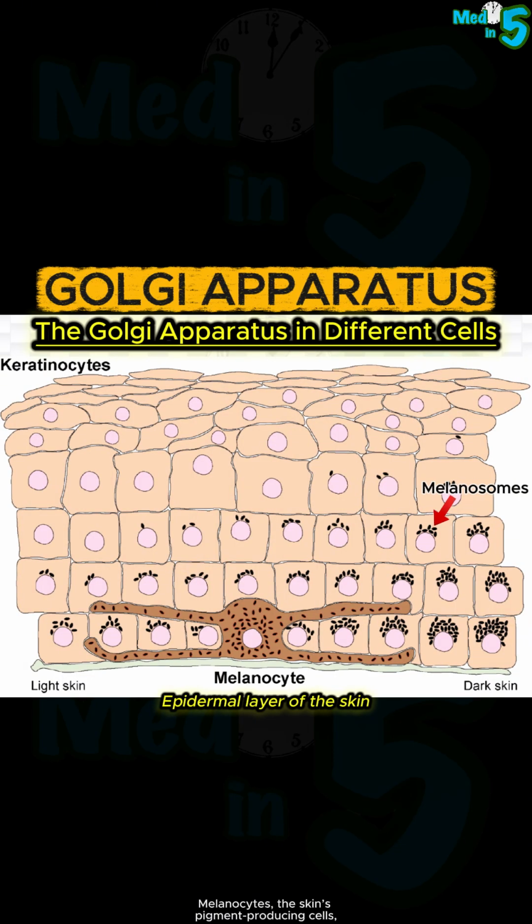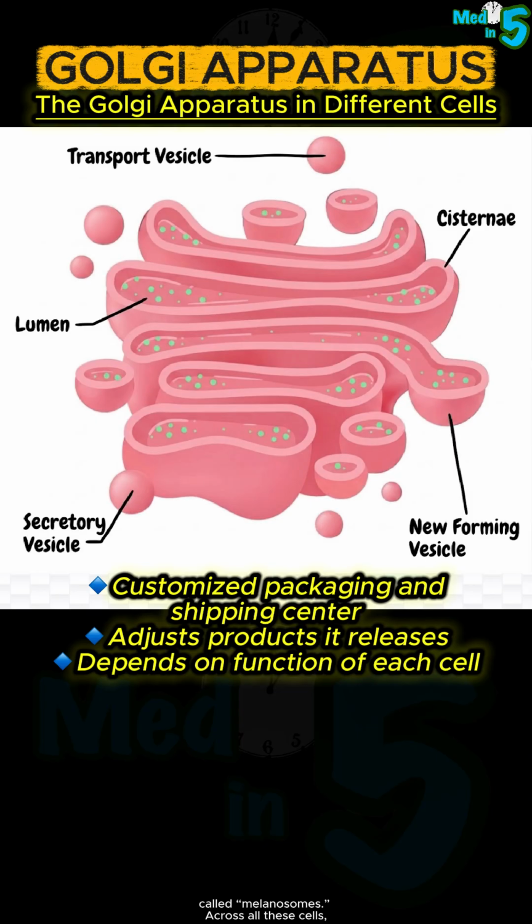Melanocytes, the skin's pigment-producing cells, use the Golgi to package the pigment melanin into storage vesicles called melanosomes. Across all these cells, the Golgi acts as a customized packaging and shipping center, adjusting the products it releases depending on the specific function of each cell.